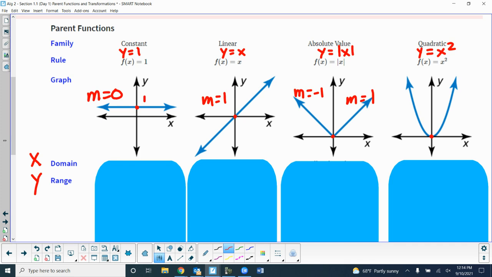All right, let's think of domain, x values. Can the x values be anything on this line? On the constant line. These arrows tell me what about that? They go on forever, right? X values are this axis, right? So can they be anything? Yeah, so what's our domain? All real numbers. What about the linear one?